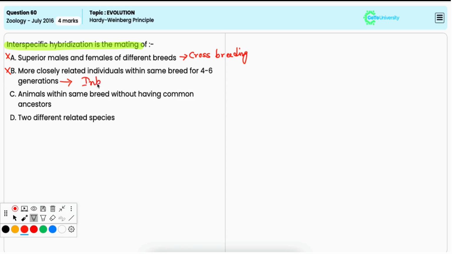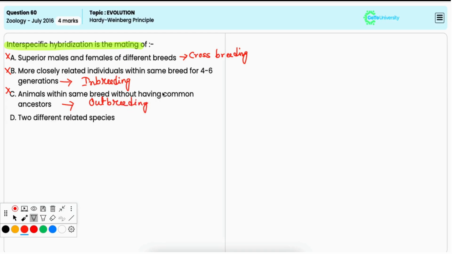Option C, animals within the same breed without having common ancestors. This is also incorrect because it describes outbreeding or outcrossing. Option D, two different related species.